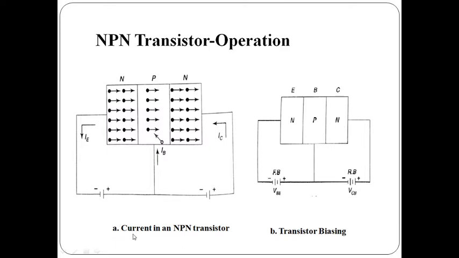Figure A shows how the current flow occurs in an NPN transistor. As I mentioned before, the emitter and base junctions are forward biased and the collector and base junctions are reverse biased.